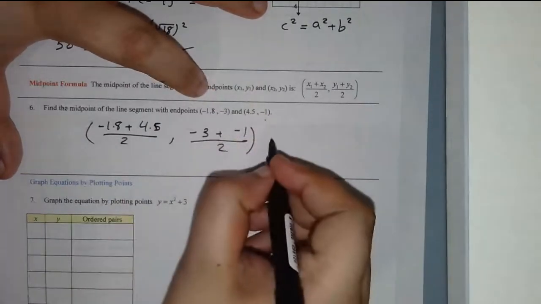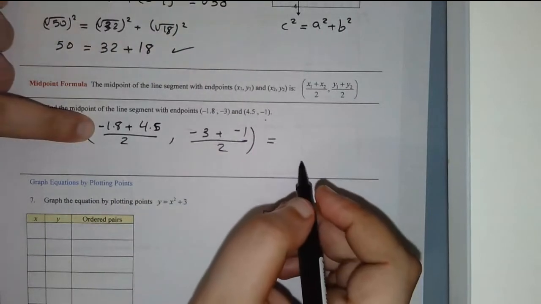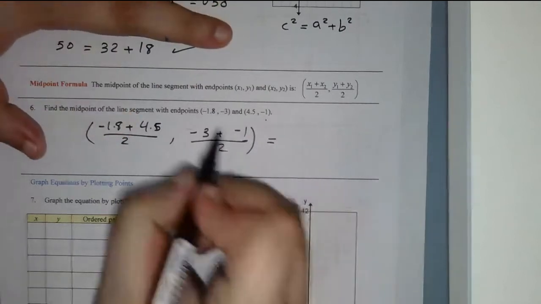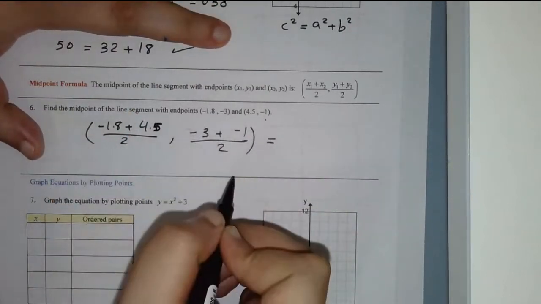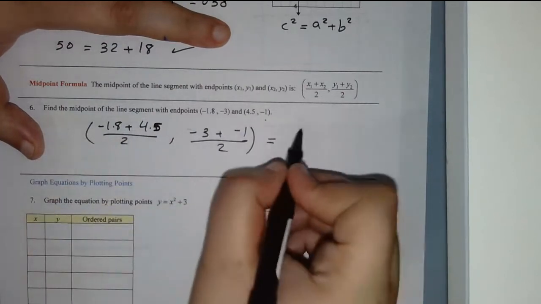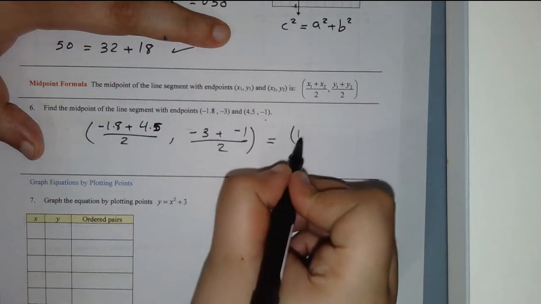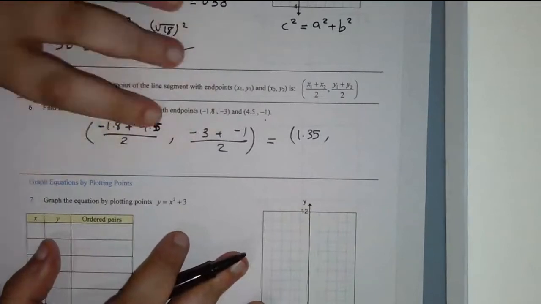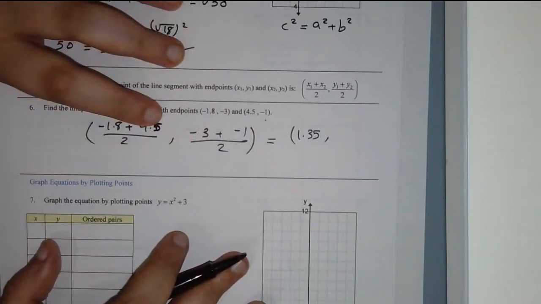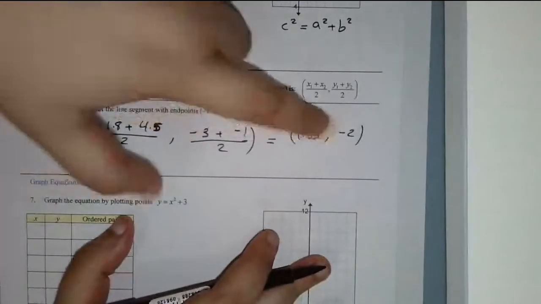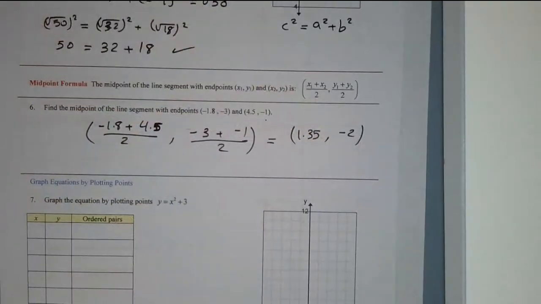Simple as that. Now, the addition between these two gives me what? It's -1.8 plus 4.5. If you want, you can use your calculator. It gives me about 2.7. So 2.7 over 2, right? That's 1.35. So that's my x value. Okay, what about the y? -3 plus -1 is -4. Divided by 2, it's -2. That's my midpoint.